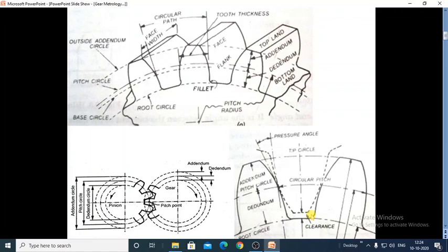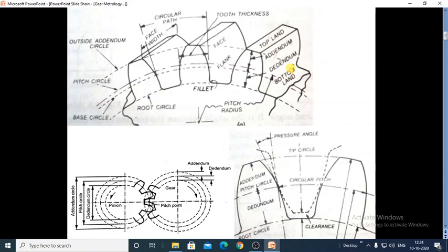Now let us see the next, dedendum. Dedendum is nothing but the radial distance from the pitch circle to the bottom of the tooth space. This is called the dedendum.